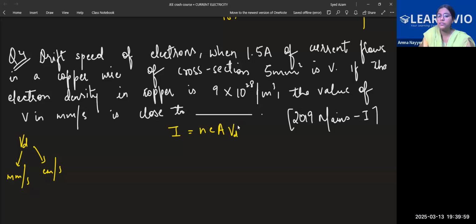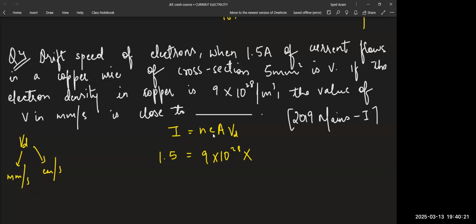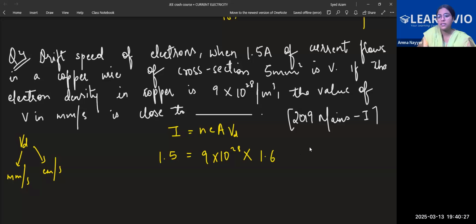Here, see, drift velocity is missing. I think rest of the things are given to us. What's the value of current? Current is 1.5. Number density, this is 9 into 10 to the power 28. Yes, E. What should I put as E? E is not mentioned. Then electronic charge, so this is yes, 1.6 into 10 to the power minus 19.